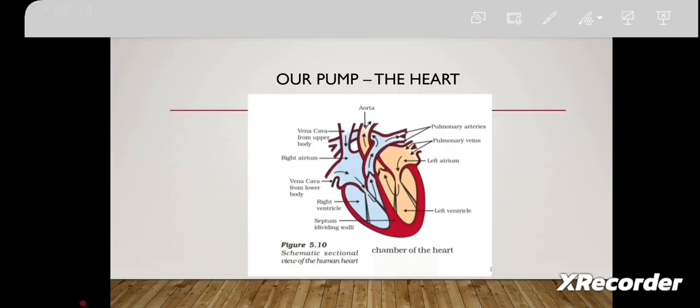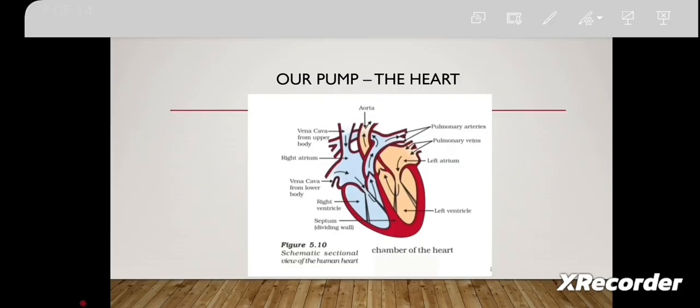The valves in the heart allow the flow of blood only by a fixed route or in one direction, that is from the atria to the ventricles and from the ventricles to the pulmonary artery or aorta. These valves prevent any backward flow. Now, the entire heart is made of cardiac muscles. The walls of ventricles are much thicker than that of atria.